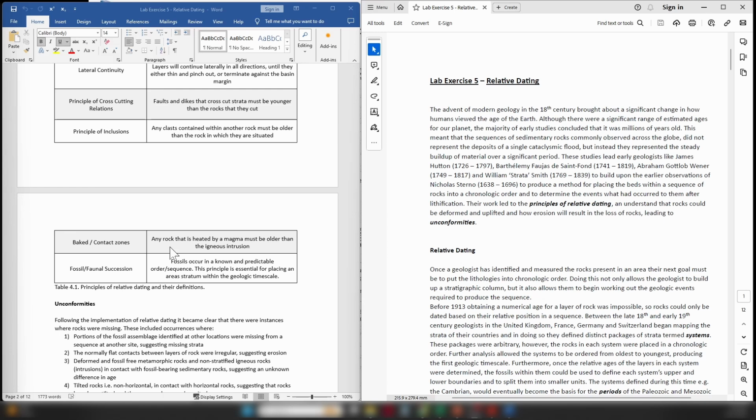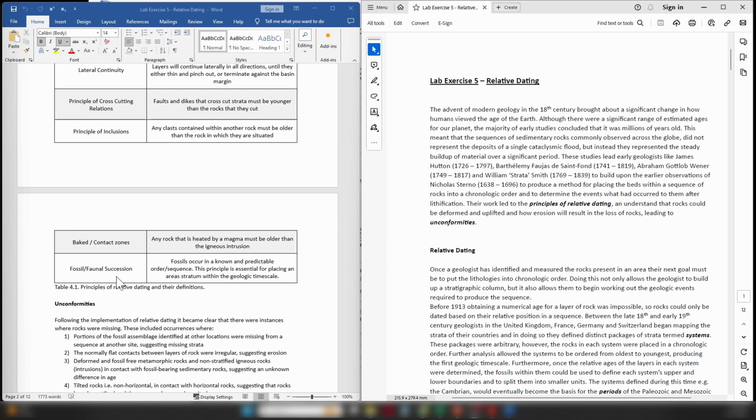Okay, because if you have a situation where for instance, the granite was exposed and then sediment was deposited over the top of it, well, you wouldn't get a baked contact because the granite was already solidified when the layers of sediment were deposited. However, if you have a situation where the felsic magma intruded a sequence of sedimentary rocks, you would see the baked contact, and that would tell you that the intrusion entered them after the layers of rock had formed. And then the final principle is the principle of faunal succession or fossil succession.